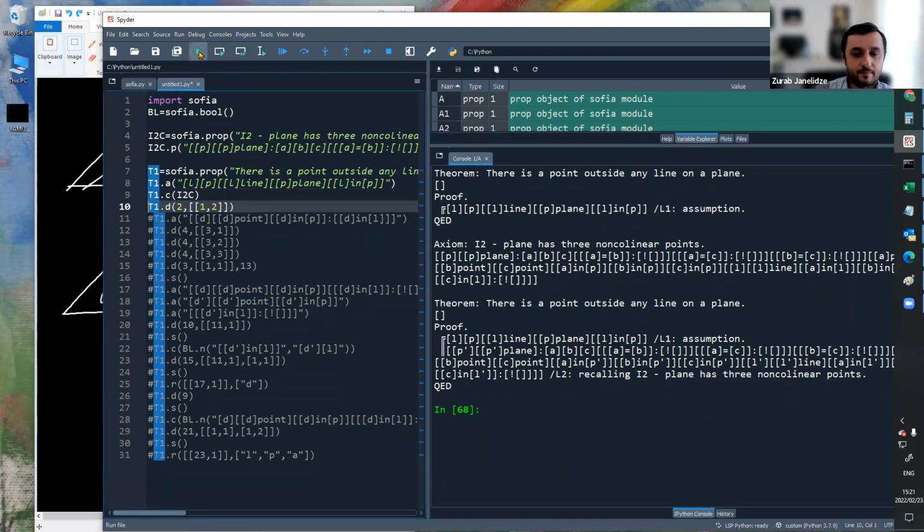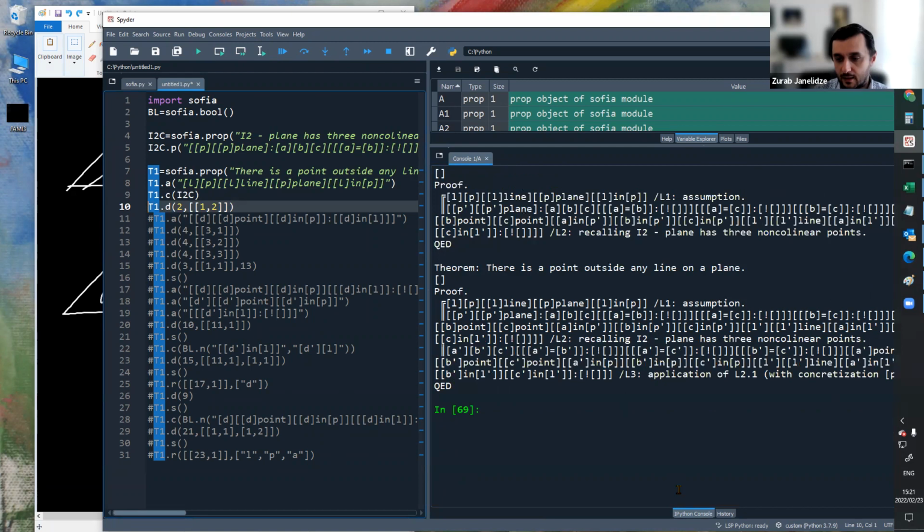Next line. Let's see what the next line does. The next line is an application of L2.1. L2 refers to the second line. So the second line is where we recall the axiom, and now it will be applying the axiom, right? And now let's see what the result of the application of the axiom is.